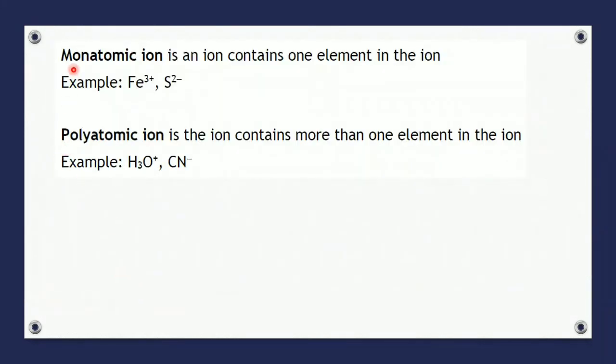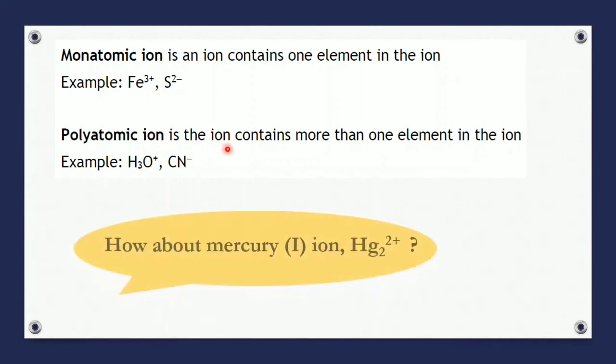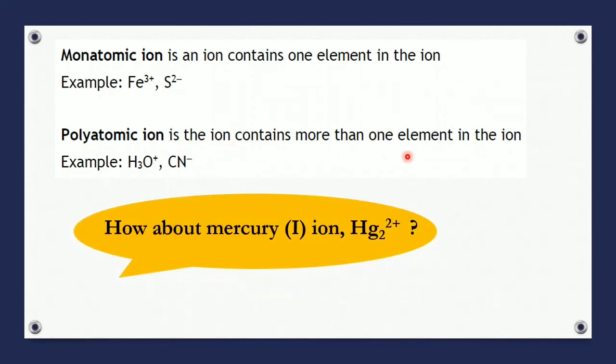So next, monoatomic ion. A monoatomic ion means that the ion only contains one atom. Example, Fe3+ or S2-. And for polyatomic ion, it means that the ion can contain more than one element. Even with the same type of element, if there is more than one atom, it will be classified as a polyatomic ion.